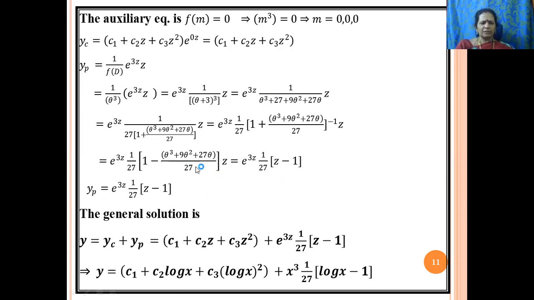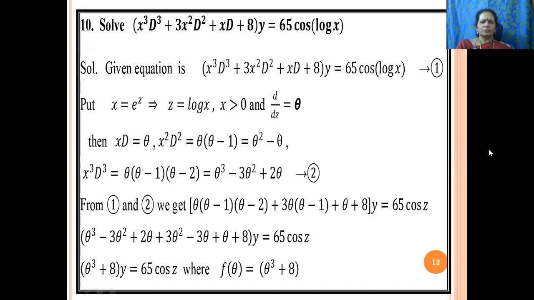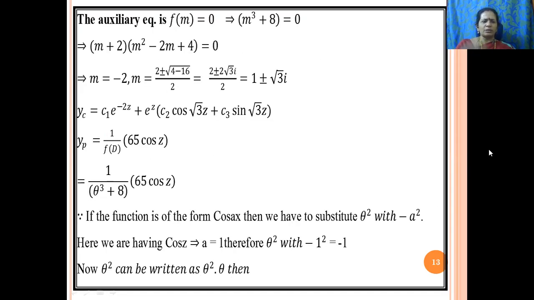So apply that, we will get this, and theta is nothing but the differential operator D. Then apply that, we will get the value, this one. So this is yp. Then the general solution is yc plus yp. So this is the final equation of the general solution. Okay. Now coming to the next one.